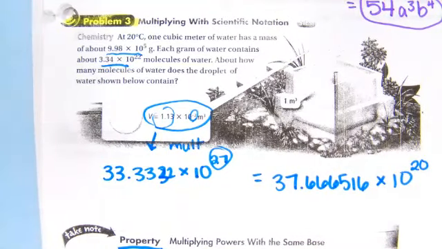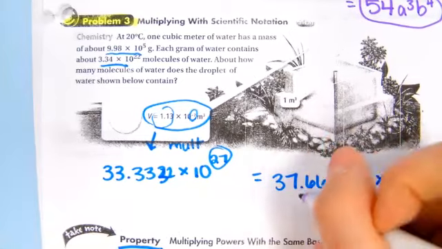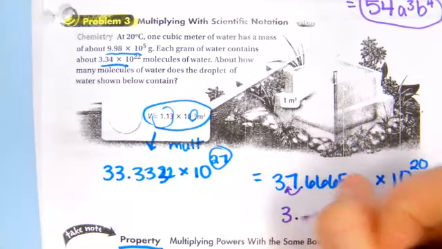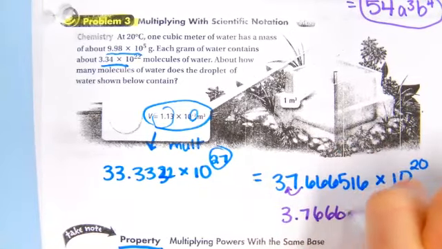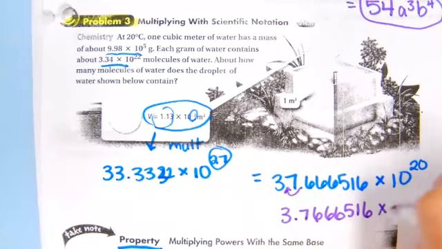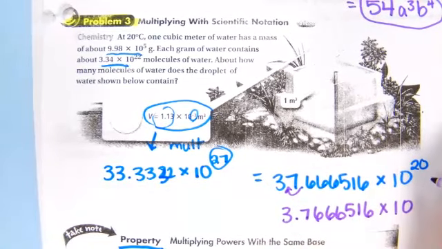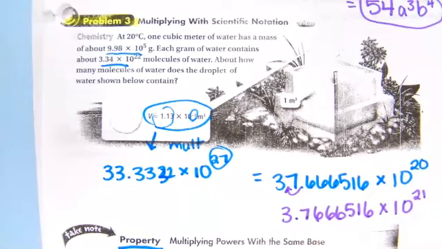No. What do I got to do? I'll go back one. Back one, right? If I go back one, 3.76666516 times 10 to the what power? 21. We got to add one to that exponent. It's not that bad when you know the rules.